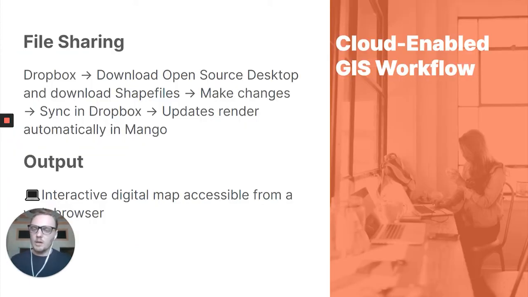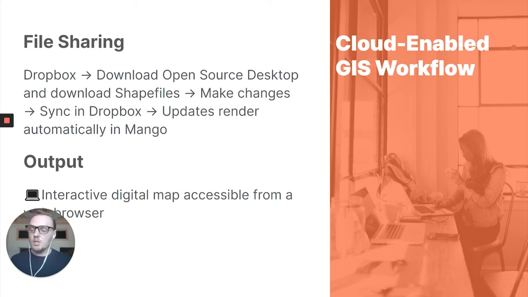So how does that work in terms of a GIS workflow? We have a feature called Data Sync, and it works with Dropbox. That's a cloud storage provider. So you can place all of your shapefiles and your desktop outputs. You can put them into the cloud. You can send your teams home. Then they can download an open source desktop GIS, and then download the shapefiles onto their local machine.